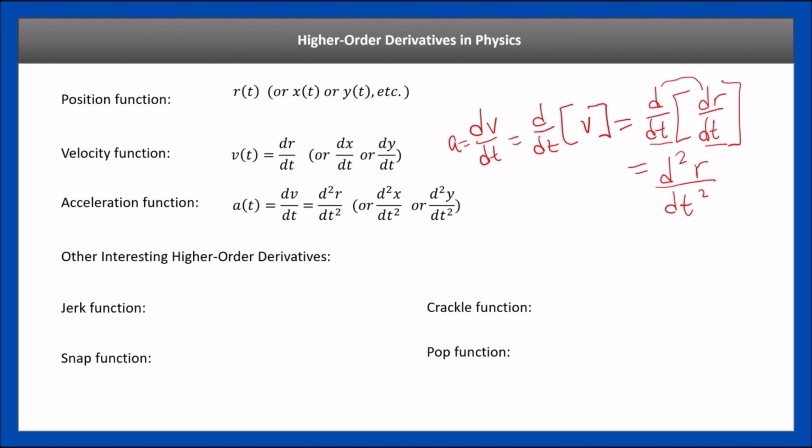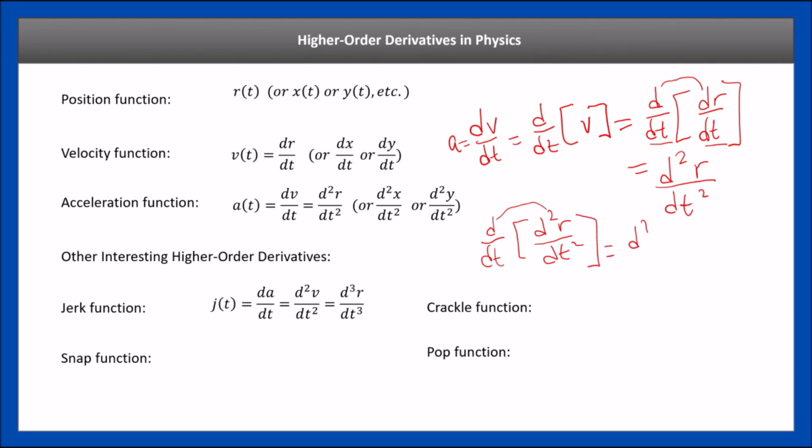Now there's some other interesting higher order derivatives. Did you know you can take the derivative of acceleration to get what's called the jerk function? So the jerk function j of t is the derivative of acceleration. But remember, we know that acceleration is the second derivative of position. So we got this, and then we have three of these, so it's the third derivative of r with respect to t. So we got the three there. That's how we get this.